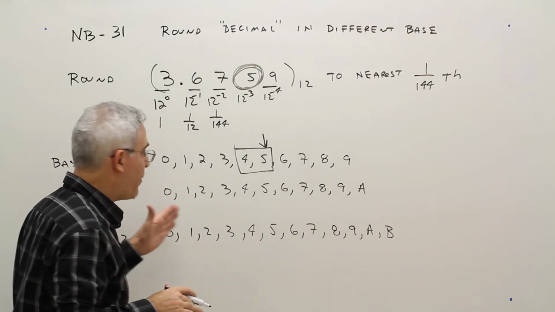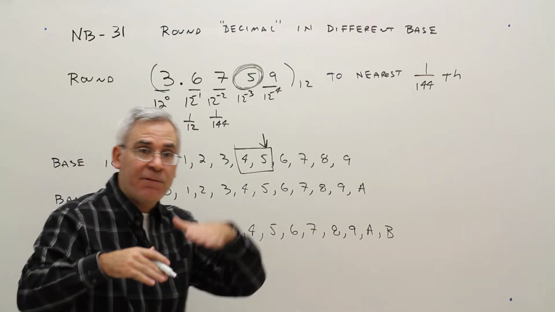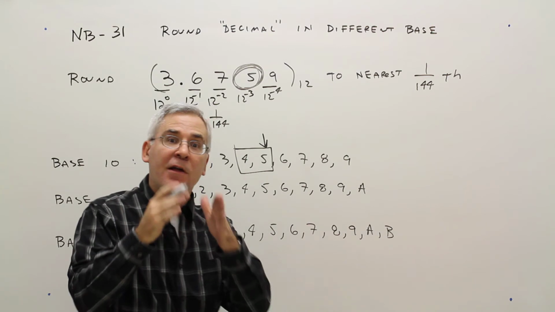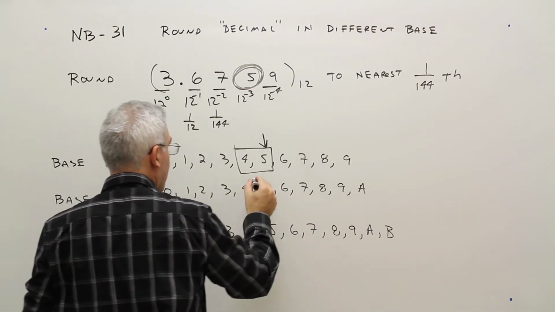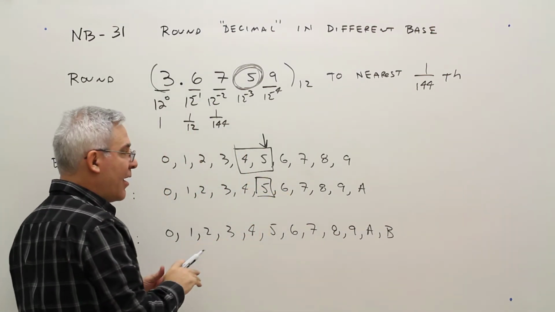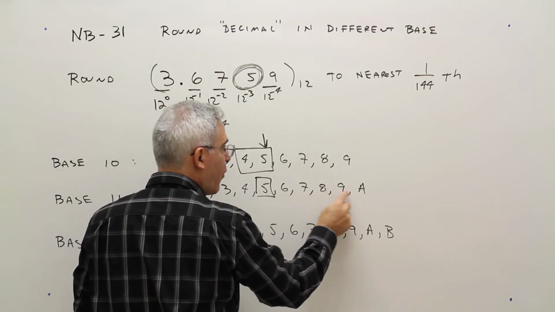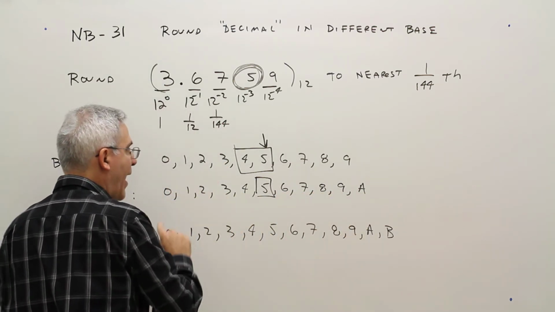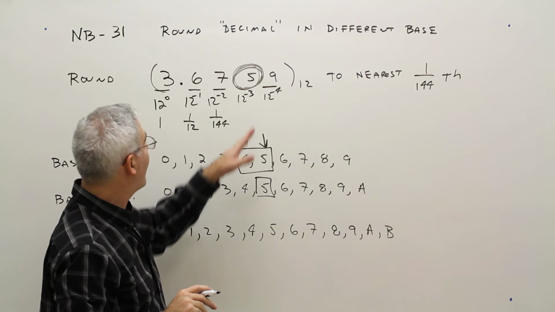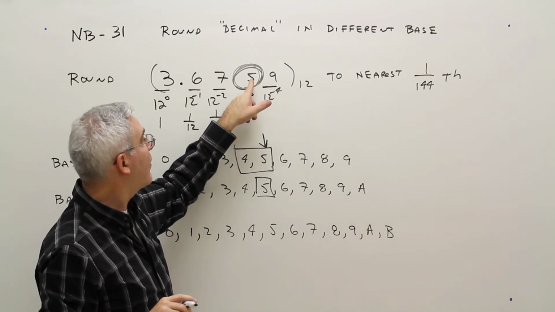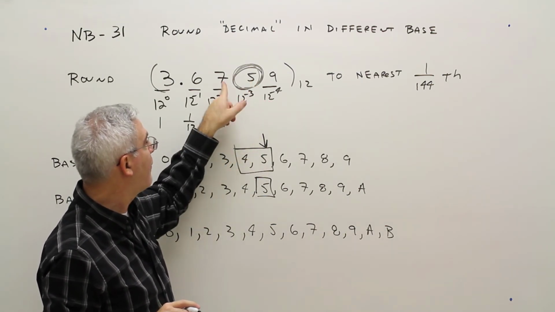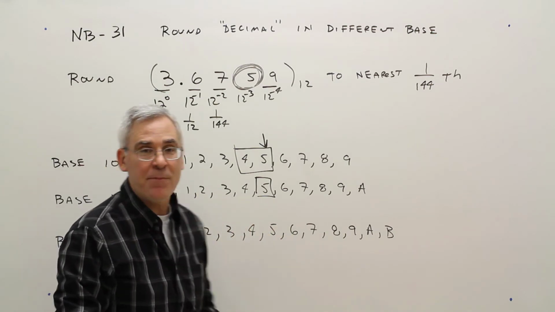Let's suppose I was in base 11. Again, to find that magical digit to round up, find the digit in the middle. Well, in this case, it is 5. 1, 2, 3, 4, 5. 1, 2, 3, 4, 5. So if I was in base 11, this is the middle or above, so I would round. But I'm not in base 11.